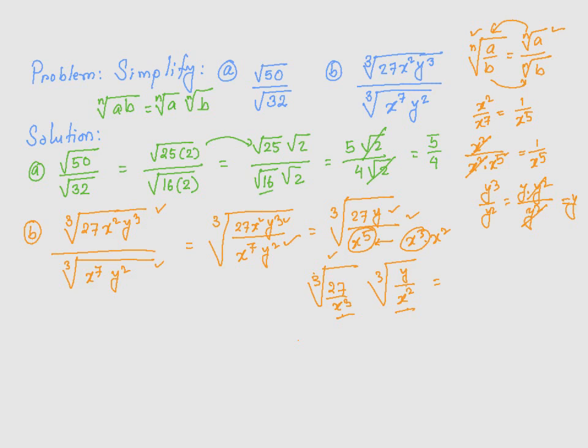Now this one is a perfect cube, and we are taking the cube root, so it's going to be just 3 over x. Remember, 27 is 3 cubed, and then x cubed is going to be cancelling out with this cube root. So this third power and this cube root are going to cancel out. Times the cube root of y over x squared. And that's what is going to be the answer.